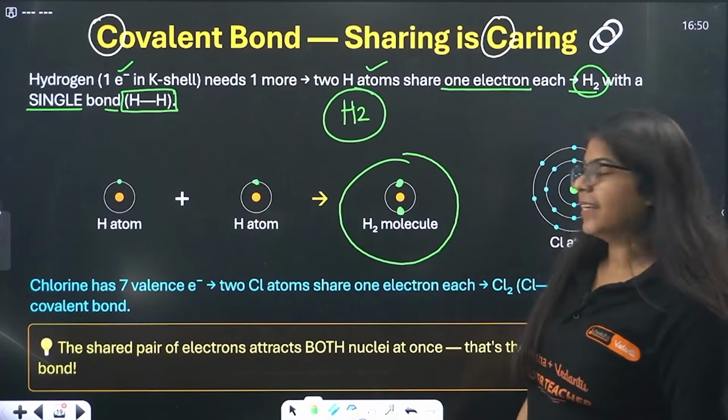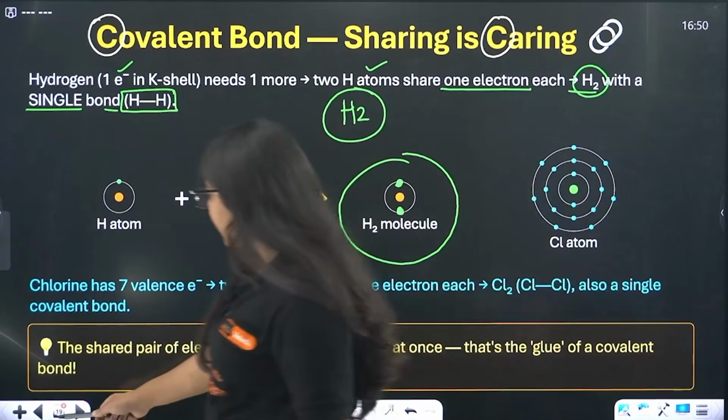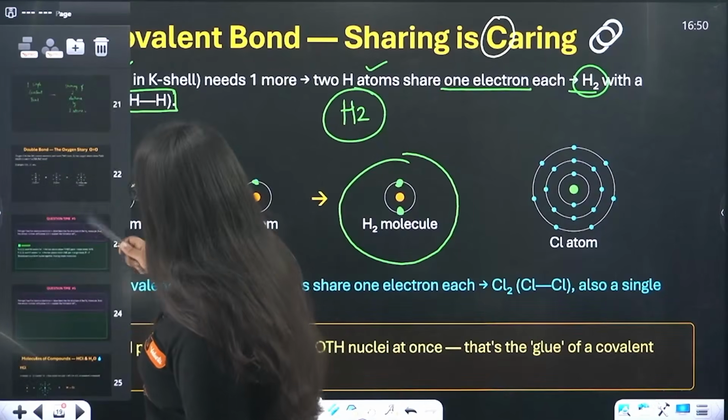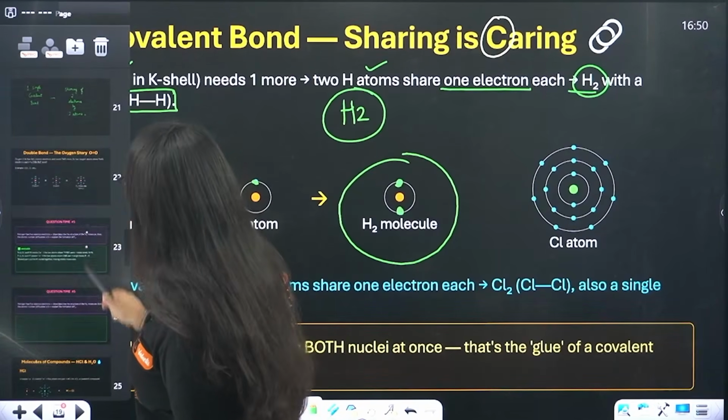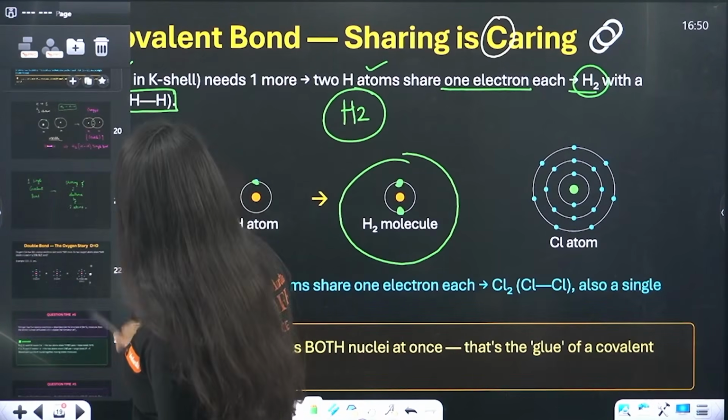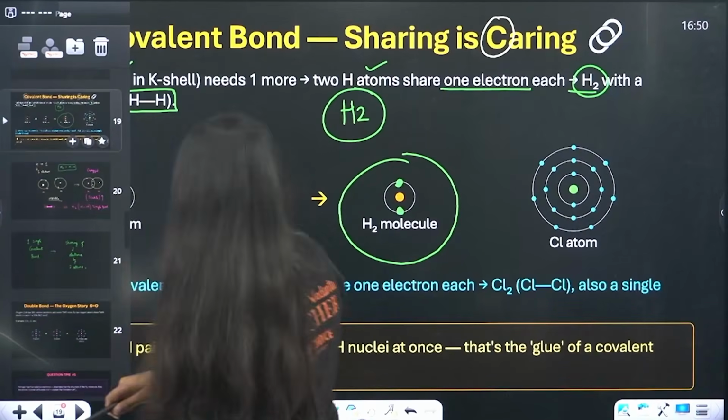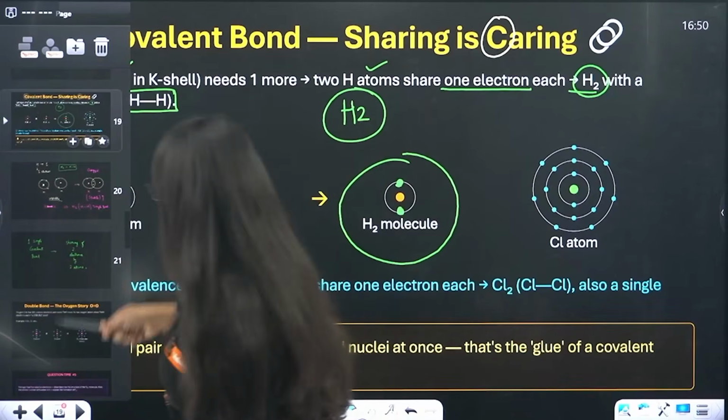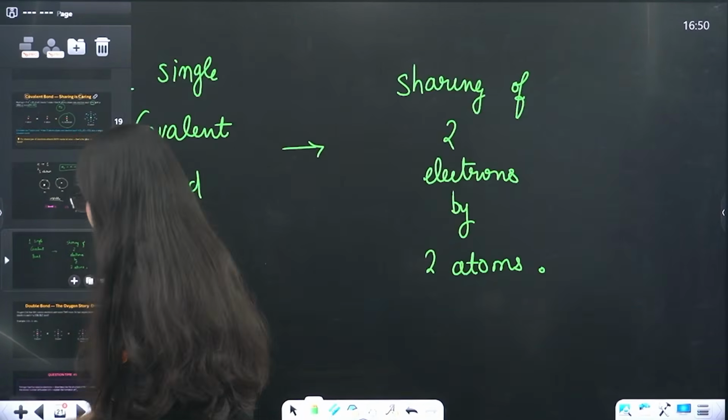Okay, great. Let's talk about the next thing. I think I did this with this chlorine atom as well. I think I sent the wrong PPT. Okay, let's do it with chlorine as well. One more example for you guys.